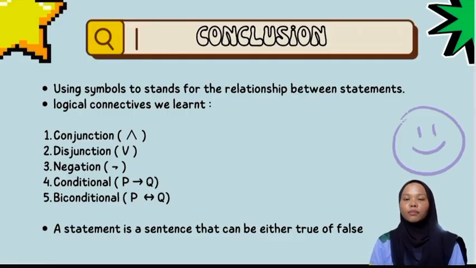Conclusion: using symbols to stand for relationships between statements. The logical connectives we learned are: conjunction (and), disjunction (or), negation (not), conditional (P implies Q), and biconditional (P if and only if Q). A statement is a sentence that can be either true or false.